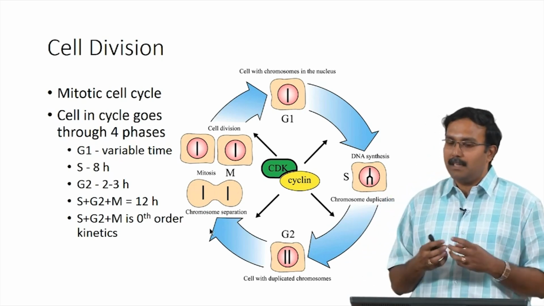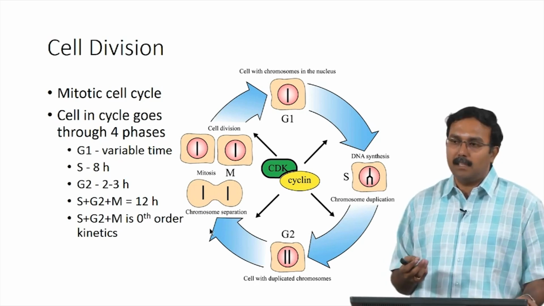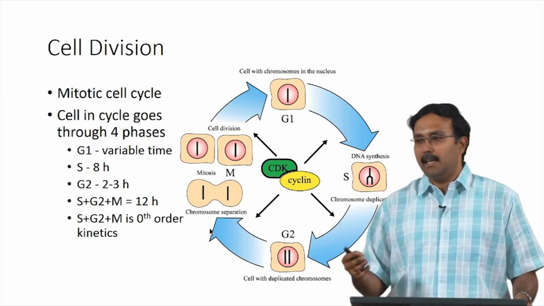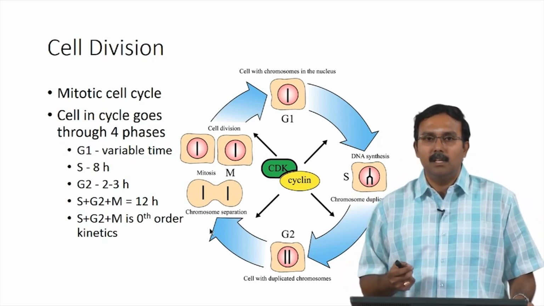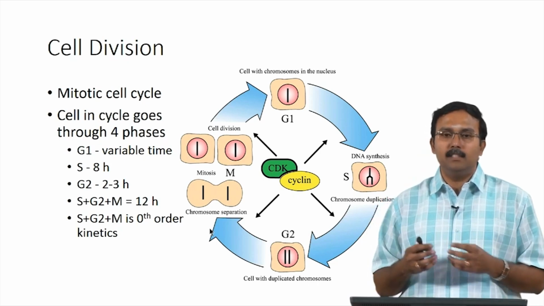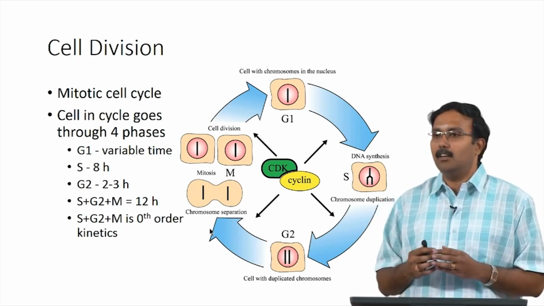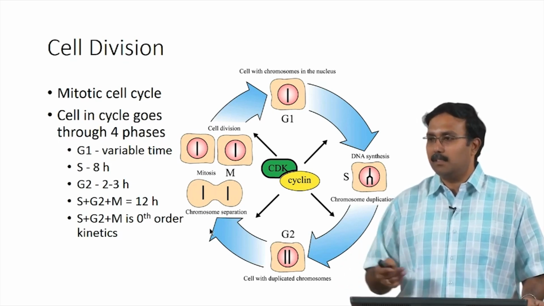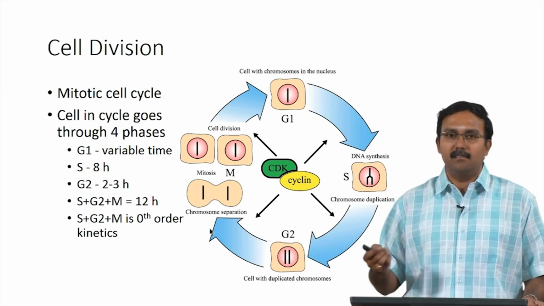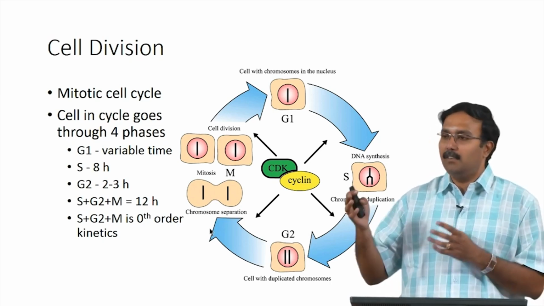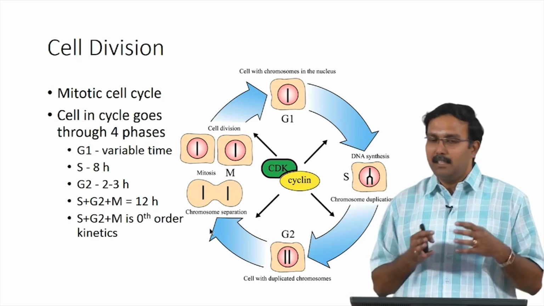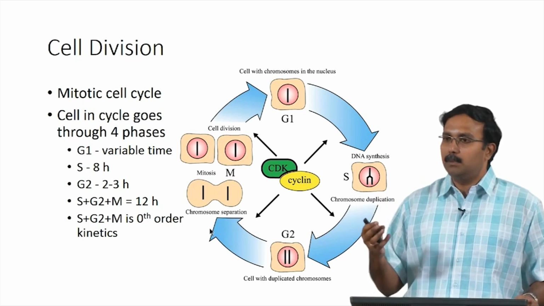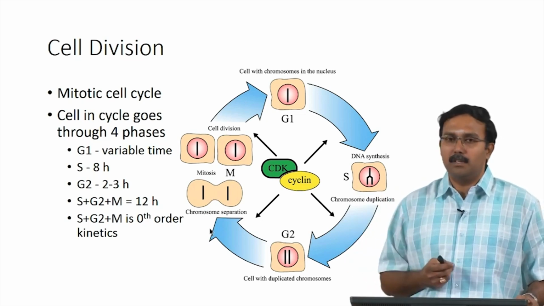The chromosomes are separated and the cells are divided to form 2 daughter cells, and the time taken for S, G2 and M phases together is about 12 hours. And S, G2 and M is 0th order kinetics. It does not depend on the number of cells which is present, it is going to just depend on the process itself, right. So, the overall cell division can be dependent on the cell number. This particular phase is not dependent on the cell number, it is dependent on the processes which have to take place for the cell division to happen.